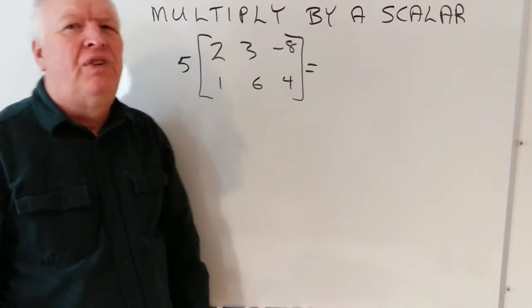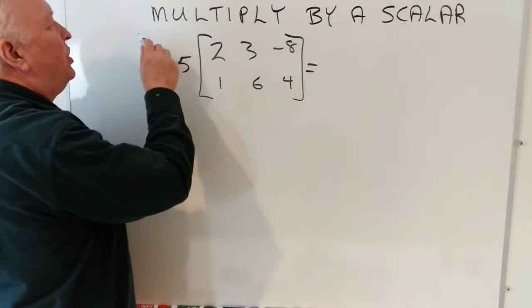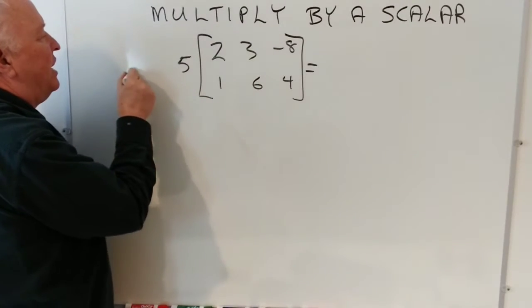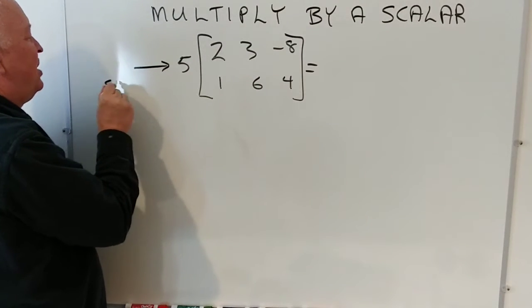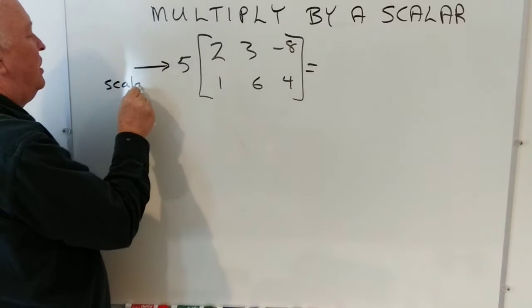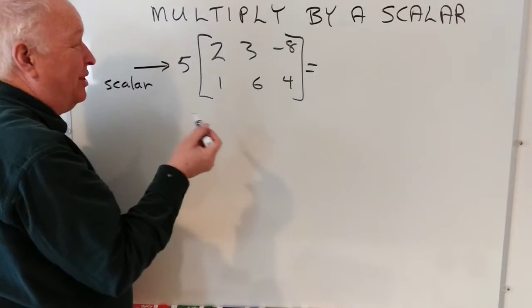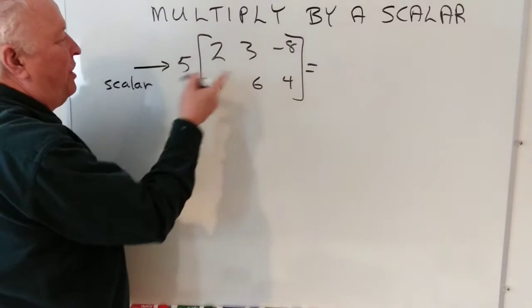In this video, we're going to learn to multiply a matrix by a scalar. A scalar is just a single number. It's not an ordered pair, it's not a matrix, it's just a number. And can we multiply a matrix by a scalar?